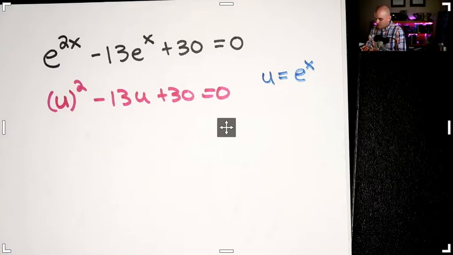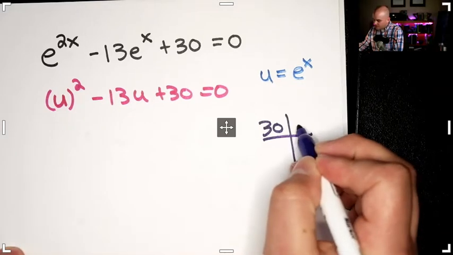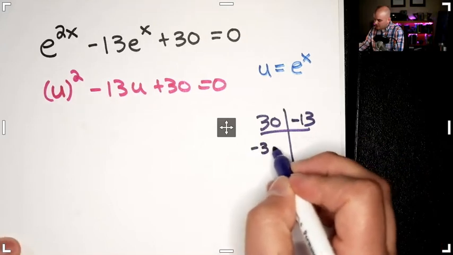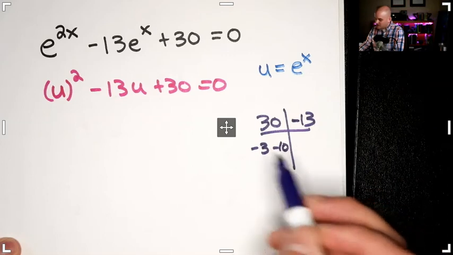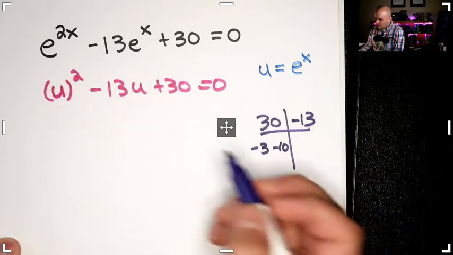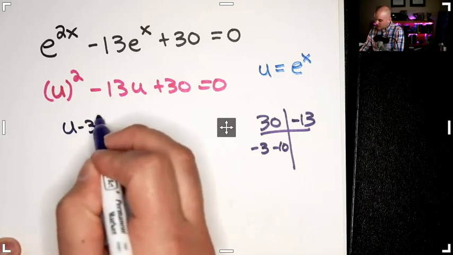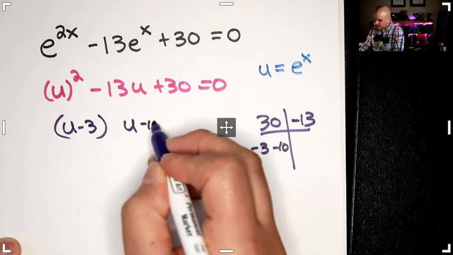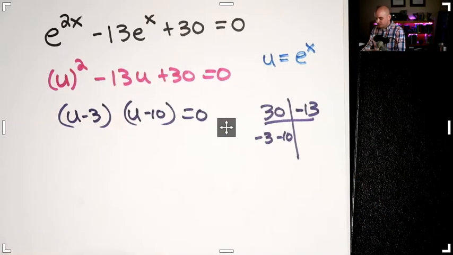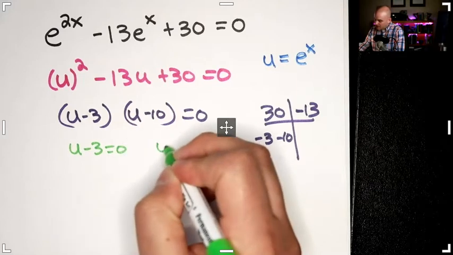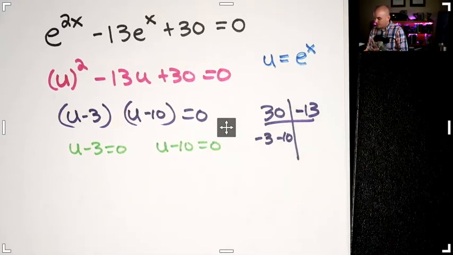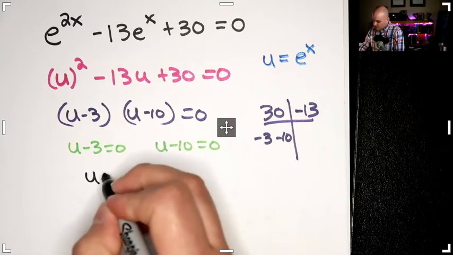So let's see if we can actually factor this thing. What are factors of 30 that add up to the middle term, negative 13? I get negative 3 and negative 10. Those multiply to give me positive 30. They add to give me negative 13. The leading coefficient here is 1, so I can take the shortcut and say u minus 3 times u minus 10 is equal to 0. My next step is to set each factor equal to 0. So u minus 3 equals 0, and u minus 10 is equal to 0. And that means u is equal to 3, and u is equal to 10.